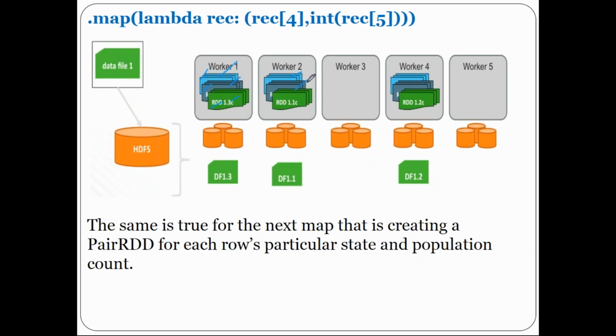1.1A, 1.1B, 1.1C. 1.2A, 1.2B, 1.3C. Do you observe within the transformation your partition has never changed? Your partitions are still the same. Okay. Now, but the level of data elements are changing here. Okay, this is still the same for next map, that is creating a pair RDD for each row's particular state and population count. Let me show you that one also.